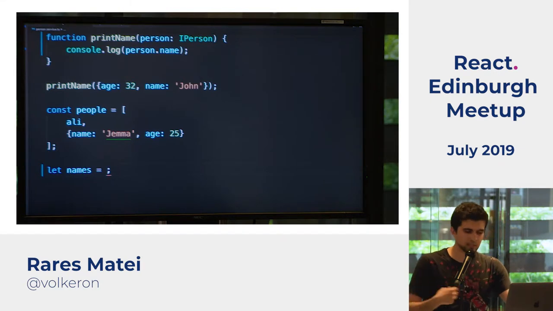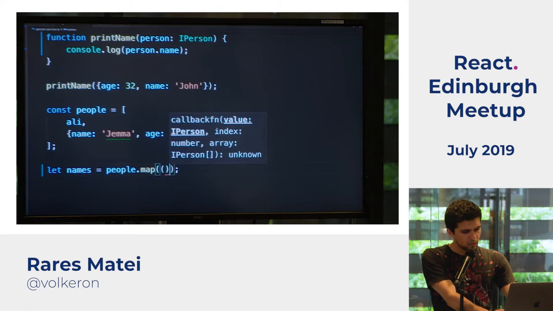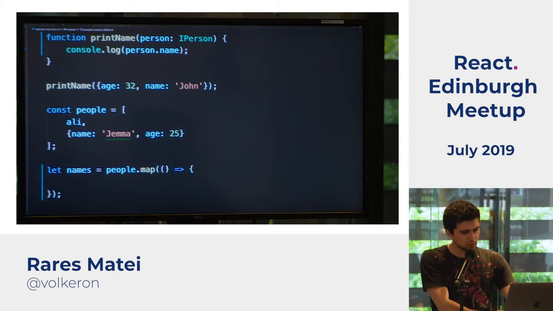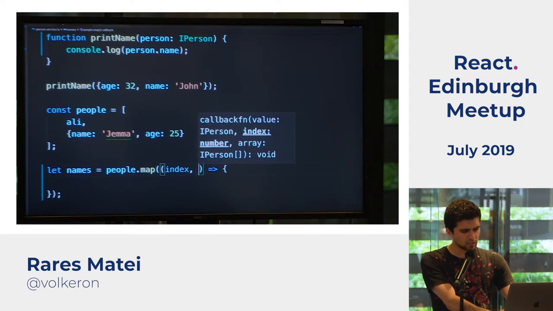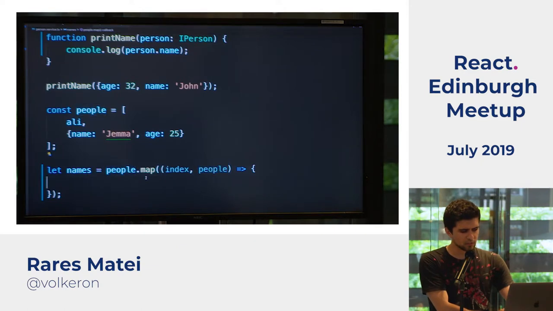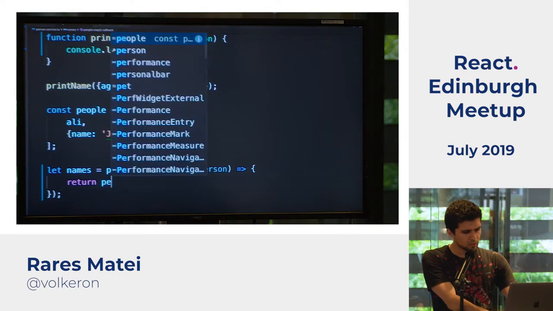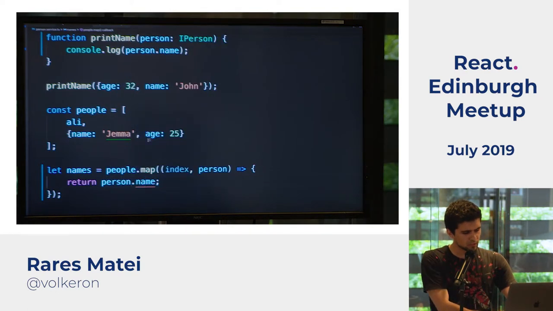Let's build up an array of just the names of people. So I'll go people.map, right? And map accepts a callback. And what two parameters do we have to send to the callback? So it's index, and then we get called for each person in that list. Sorry, person. So now, let me just try and return that.